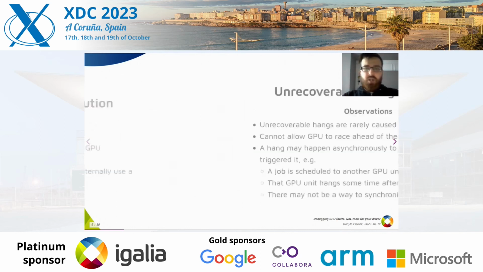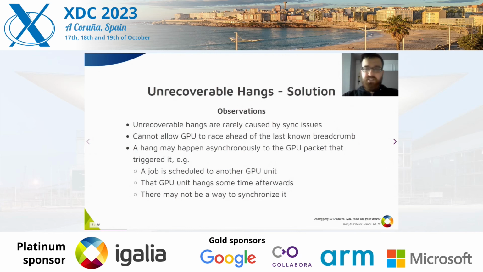What do we know about unrecoverable hangs that we should take into account? Luckily, at least from my experience, unrecoverable hangs are rarely caused by synchronization issues. So no matter how heavy-handed a synchronization we would need, it likely will not affect the result. On the other hand, if we allow the GPU to race ahead of the last breadcrumb known to the developer, even by a few commands, the usability would be drastically reduced.